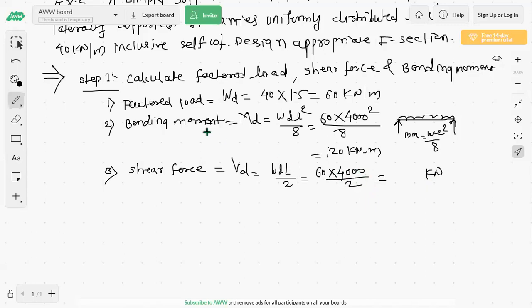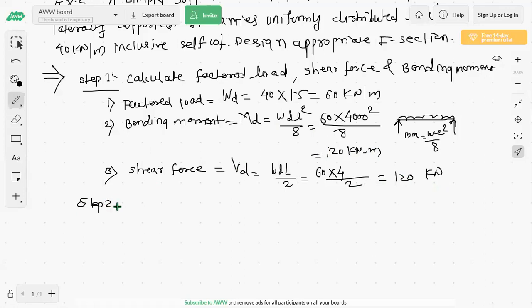Actually this 4, just wait. This will be in kilonewton. Tell me, this is 4 into again 120, no? Okay, 120 kilonewton is the shear force. Okay, 120 kilonewton meter bending moment and 120 kilonewton shear force. So this is step 1.